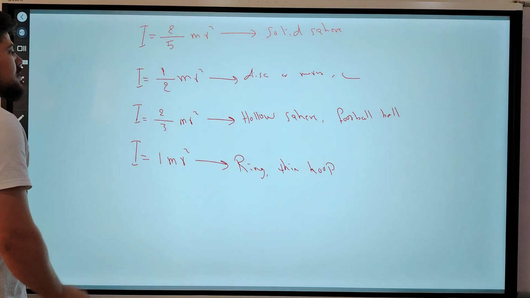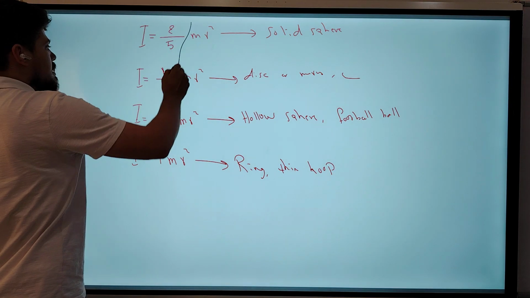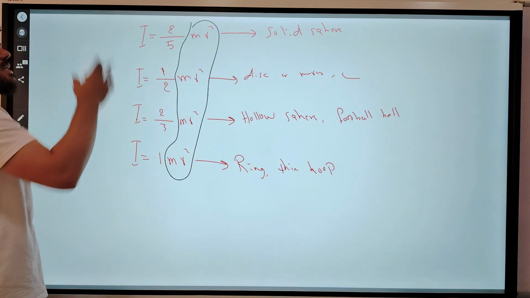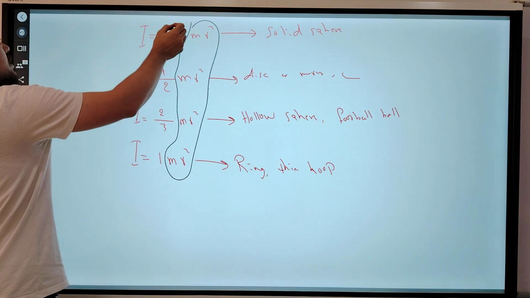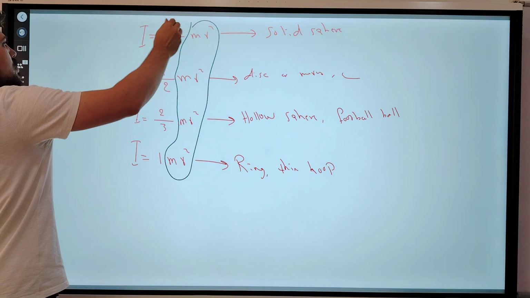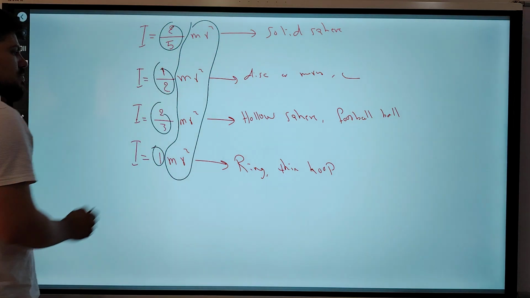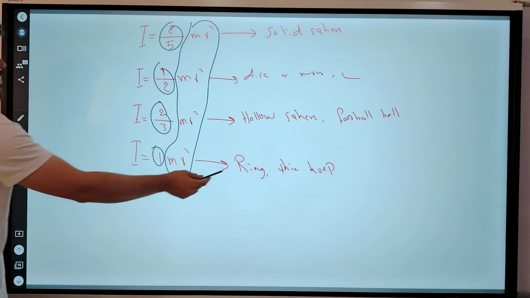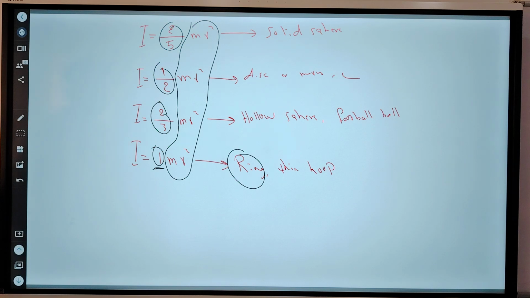Or point mass. So if all shapes have the same mass and the same radius, but different shapes and different distribution of mass around the axis of rotation, which one is bigger? The ring. The ring has the largest value of moment of inertia.